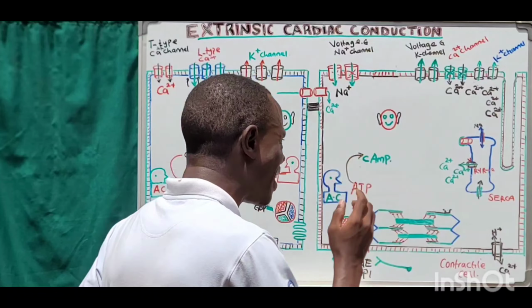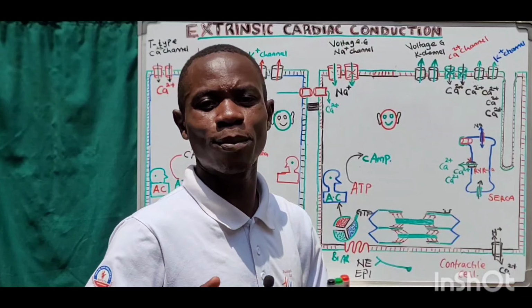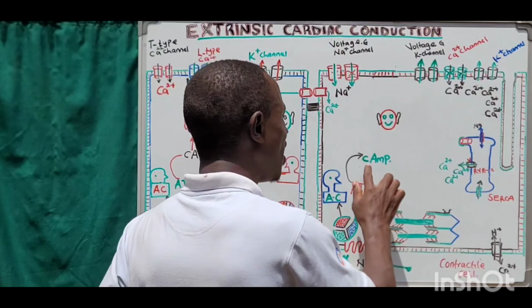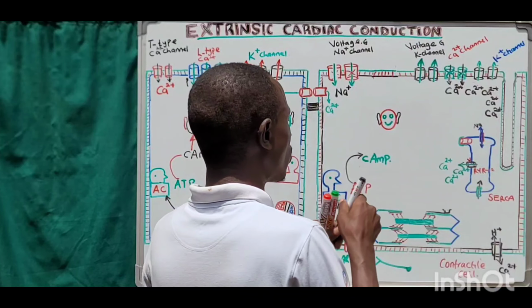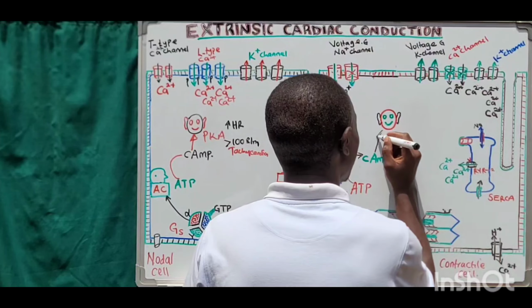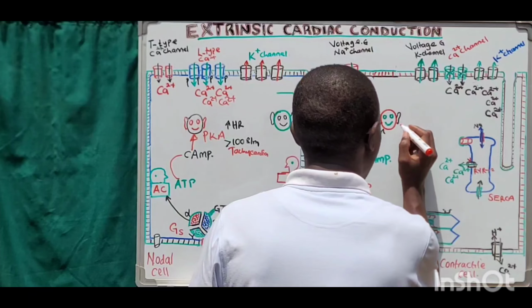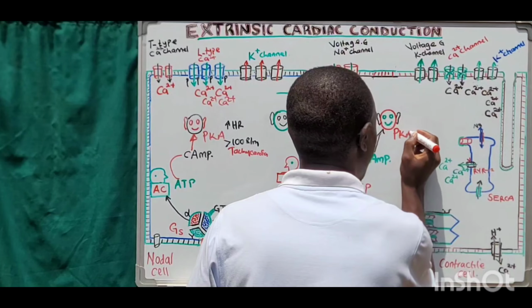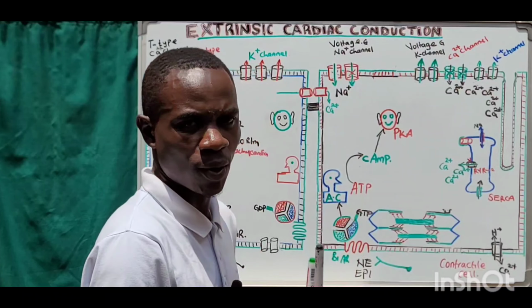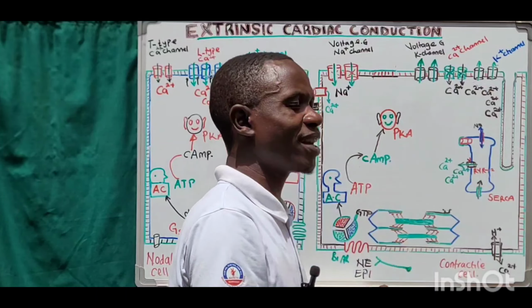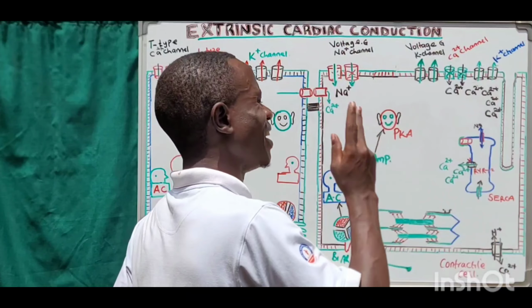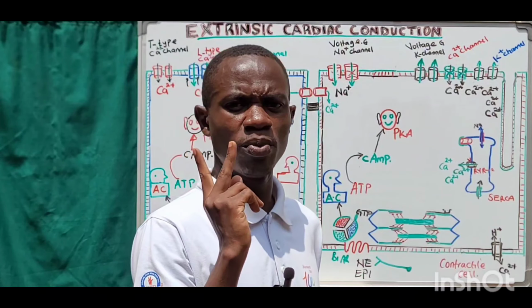Okay, and another name for that enzyme is protein kinase A. So now, by the increase of the cyclic AMP, this one is going to come over and stimulate this enzyme to become active. And we said that this enzyme is what we call protein kinase A. Once protein kinase A becomes activated, there are two things this enzyme is going to be doing.